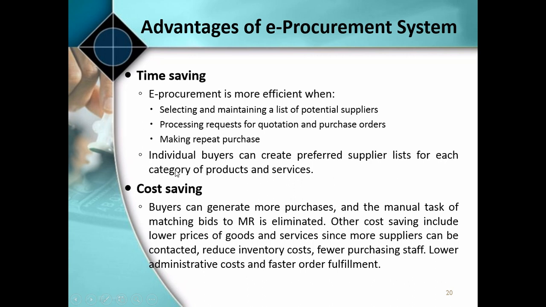Okay, and then individual buyer can create preferred supply list for each category of product and service. Okay, ataupun kita sendiri bila kita dah ada dalam sistem tu, kita dah boleh terus pilih mana preferences kita, supplier mana yang boleh hantar barang, ataupun kita dah boleh listkan, okay, supplier ni dia akan hantar barang untuk dalam kategori ni. So kita boleh buat benda tu bila melalui sistem. Okay.